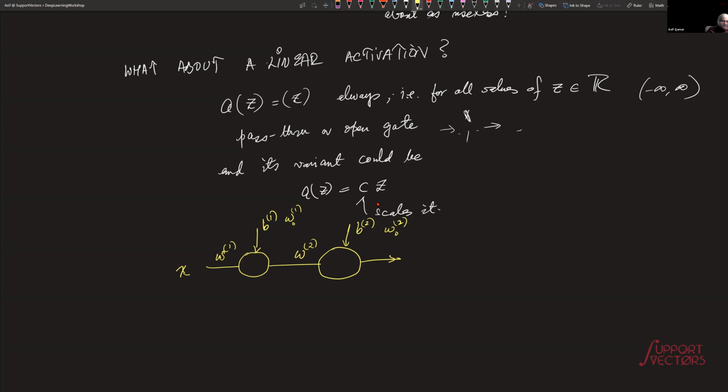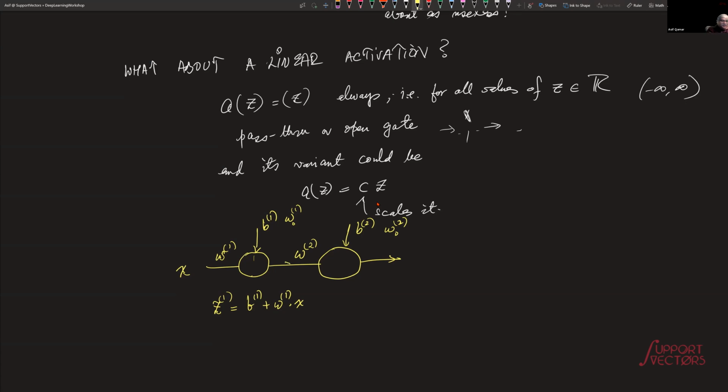Let's see what happens. This activation function will produce Z1, Z of the first layer. What would it be? It would be B1 plus X times W1. Let me write it in the more conventional notation: W1 times X is the same thing. Would you agree that this would be true?